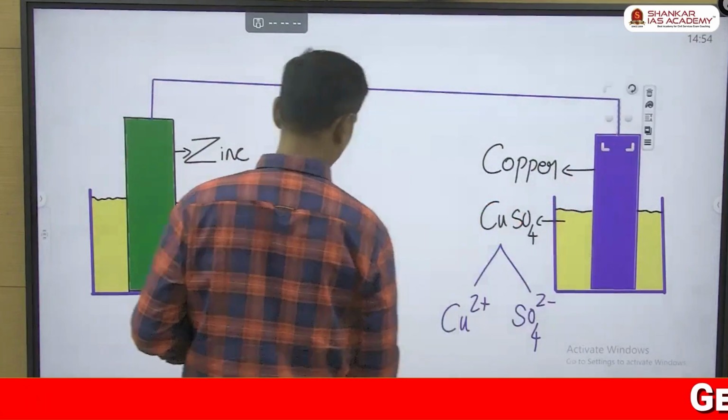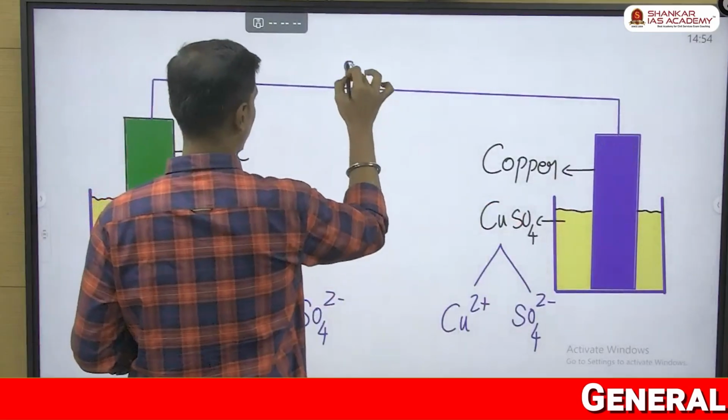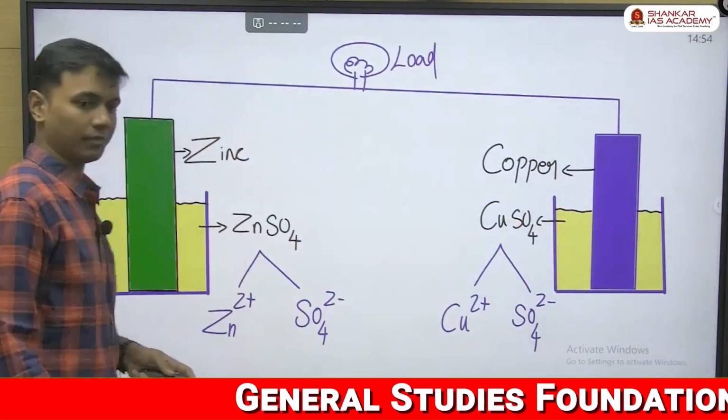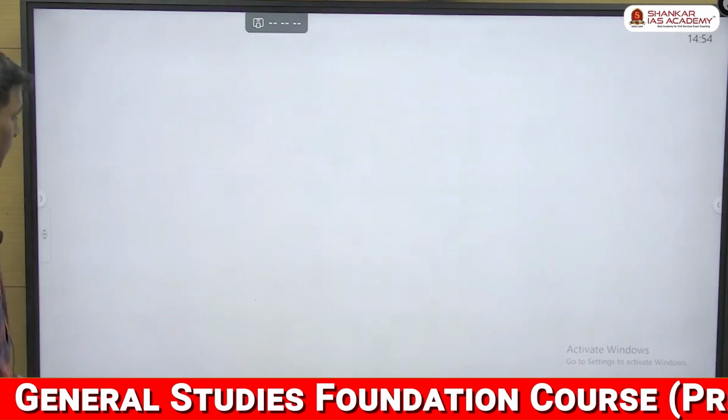this and this. This is a short circuit. So you are putting a load here. A load is connected here. Have you understood this? Next.